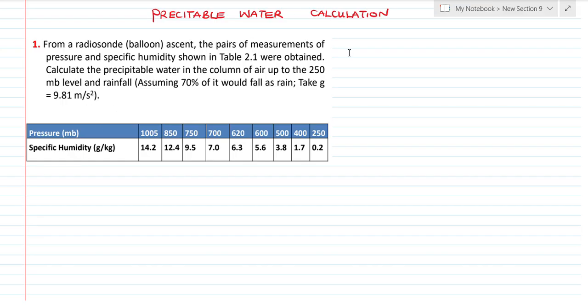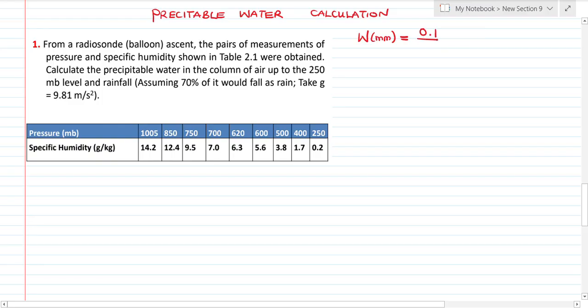So the formula for finding the precipitable water is given by the formula. The precipitable water, measured in millimeters, is equal to 0.1 over acceleration due to gravity, multiplying the sum of the mean specific humidity and the change in pressure. So that is what they use for the calculation.